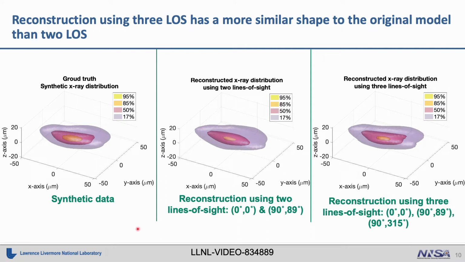As you can see here, the reconstruction using three lines of sight has a more similar shape to the original model than the two lines of sight, as shown here in different contour levels of our 3D plot.